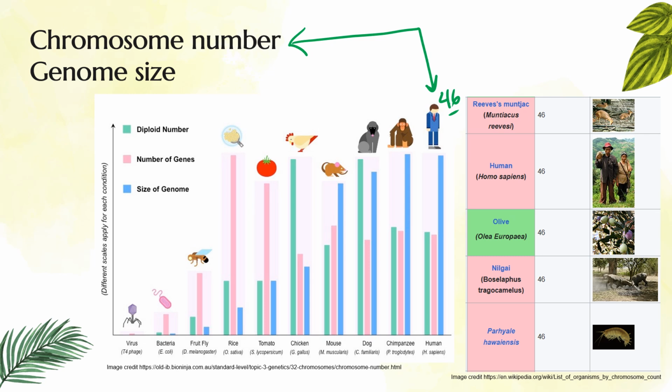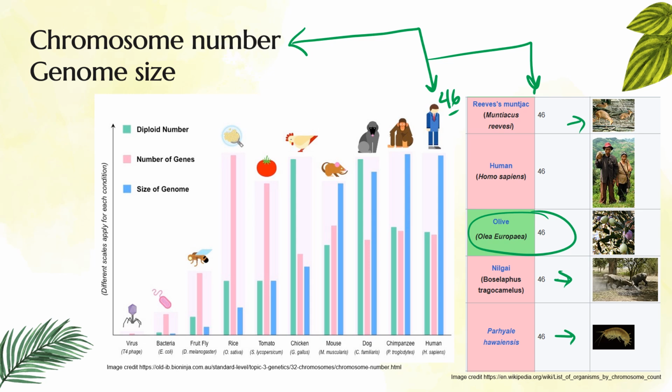Now, if you have 46 chromosomes, does that mean you must be human? No. There are lots of other organisms that also have 46 chromosomes as their diploid number. These animals, and a water bug, which clearly is also an animal, and olives. Olives also have 46 chromosomes in their somatic cells.